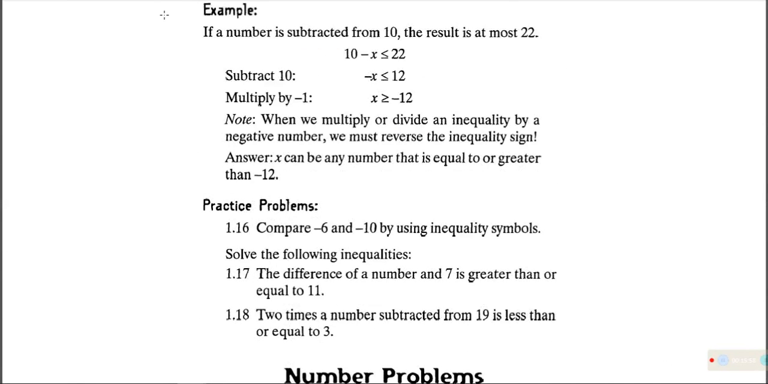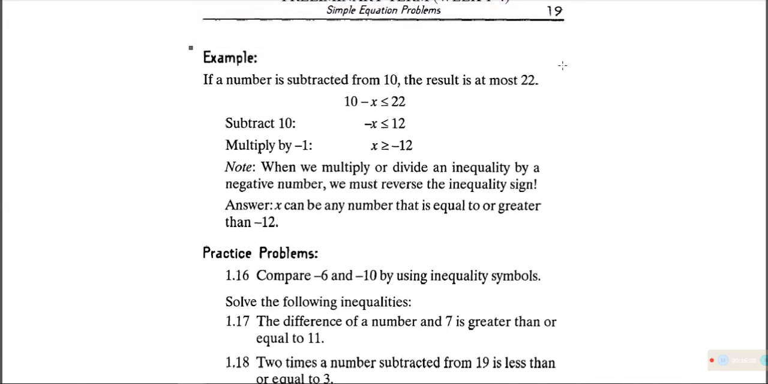Okay, if a number is subtracted from 10, the result is at most 22. So, sabi natin kanina, pag at most, yun ay less than or equal. Pag at least, yun ay greater than or equal. So, if a number is subtracted from 10, the result is at most 22. So, 10 minus x is equal to 22. Subtract 10 from both sides. So, we have negative x is equal to 22 minus 10, which is 12.